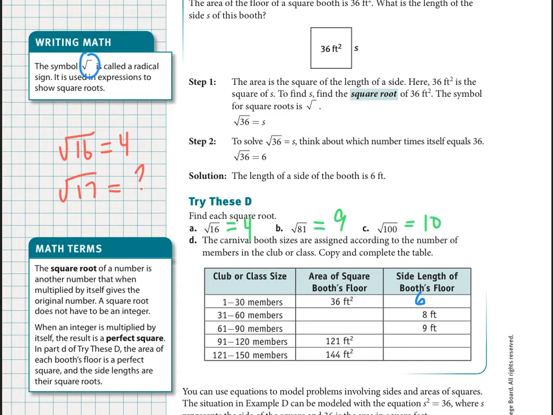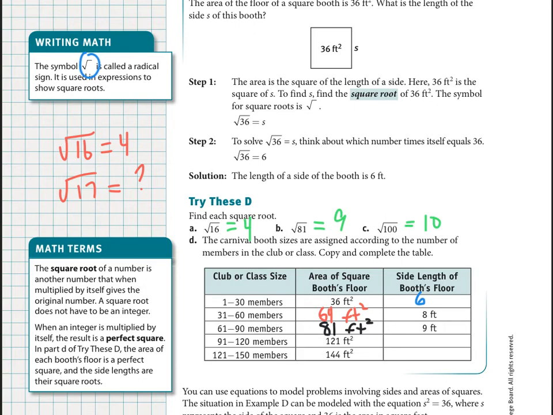Then in the next row, if there are 31 to 60 members, they're telling us that the side length of the booth floor is 8, and it's the area that we need to fill in. If each side is 8, what's the total area? 8 times 8, 64 square feet. If there are more members, 61 through 90, we need a bigger area. If each side is 9 feet, that would make the area 81 feet squared.